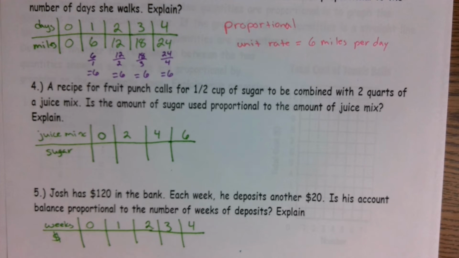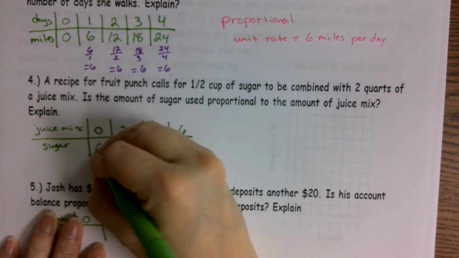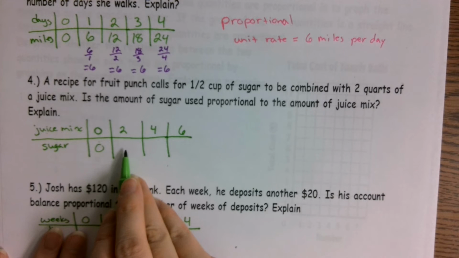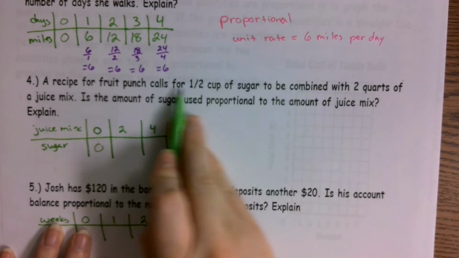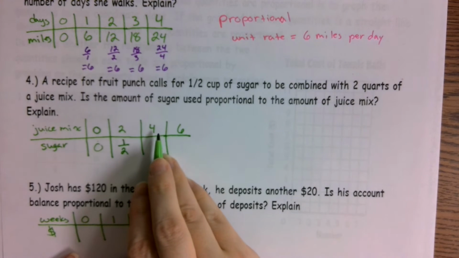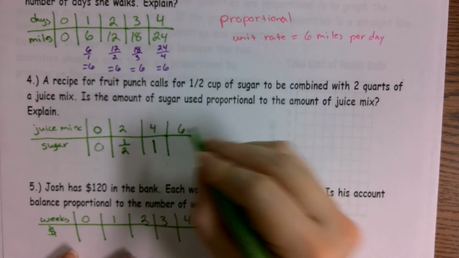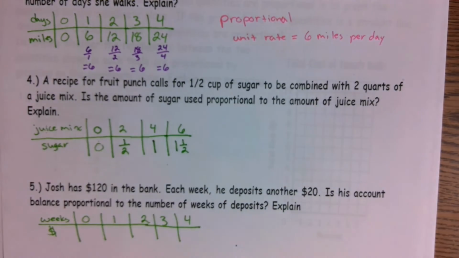A recipe for fruit punch calls for half a cup of sugar to be combined with 2 quarts of juice mix. Okay, so if we don't have any juice mix, how much sugar are we going to have? 0. When we had 2 quarts of juice mix, how much sugar did we have? 1/2. We just had a half. If we've got 4 quarts of juice mix, that means we're going to have 1 cup. If we have 6 quarts of juice mix, we're going to have 1.5 cups of sugar.